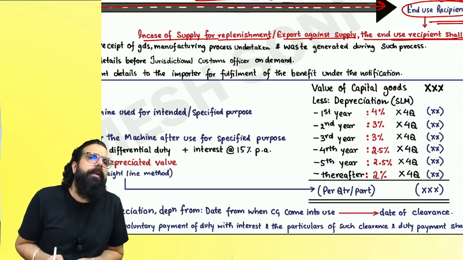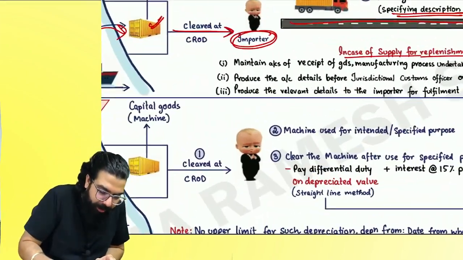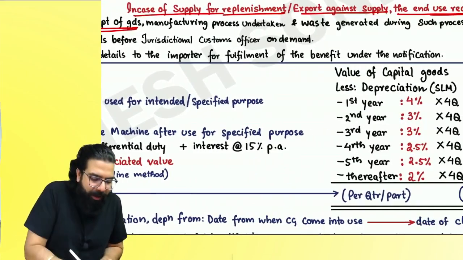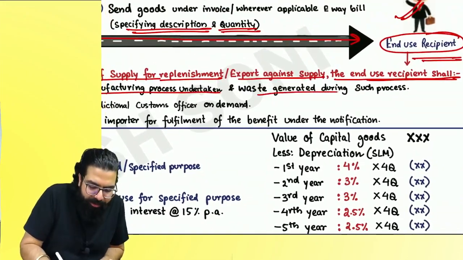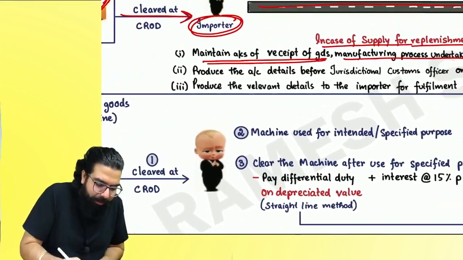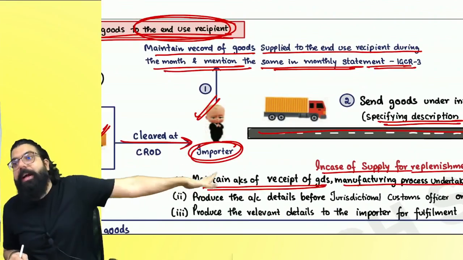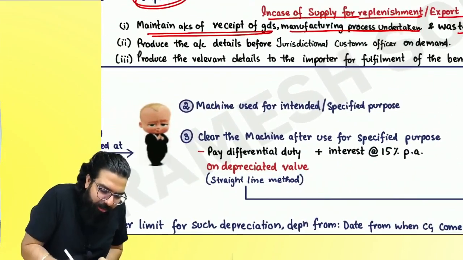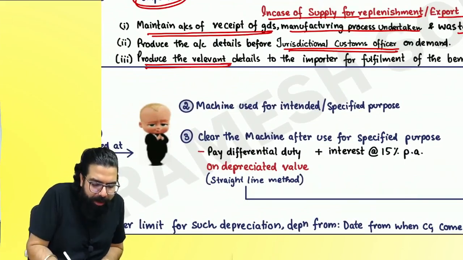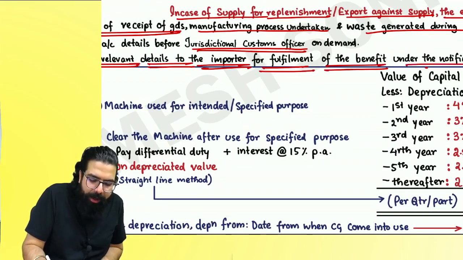Replenishment means what? His godown was empty. He has filled his godown. That is known as replenishment. Everyone over here, maintain accounts of receipt of goods. What are the goods I have received? The manufacturing process which I am doing. The waste which is generated during such process. This end use recipient has to go ahead and maintain these accounts. And then I should also maintain the records. Plus, the end use user also should maintain the records. He should produce the records whenever demanded by the jurisdictional customs officer and produce the relevant details to the importer for fulfillment of the benefit under the notification.